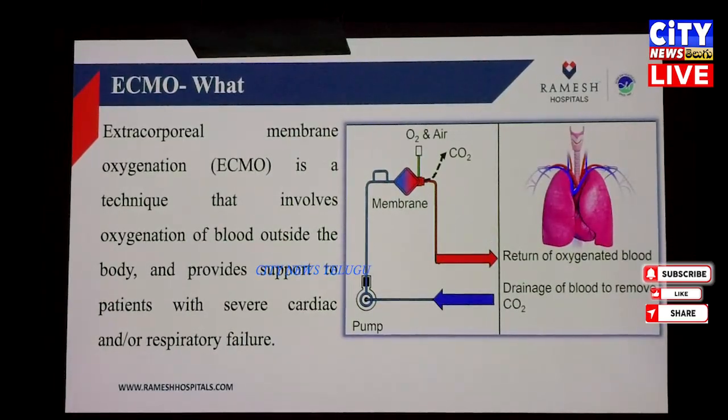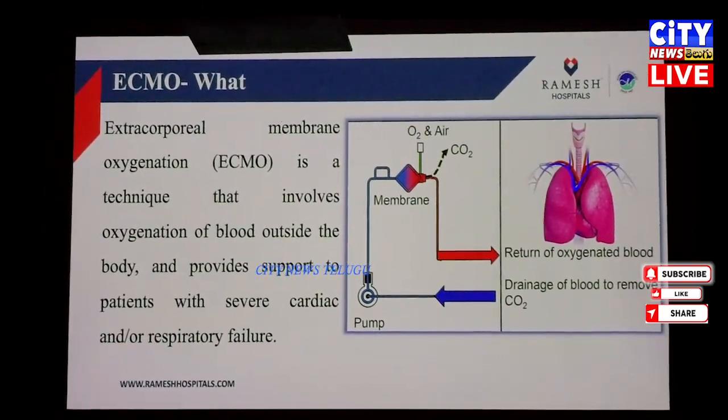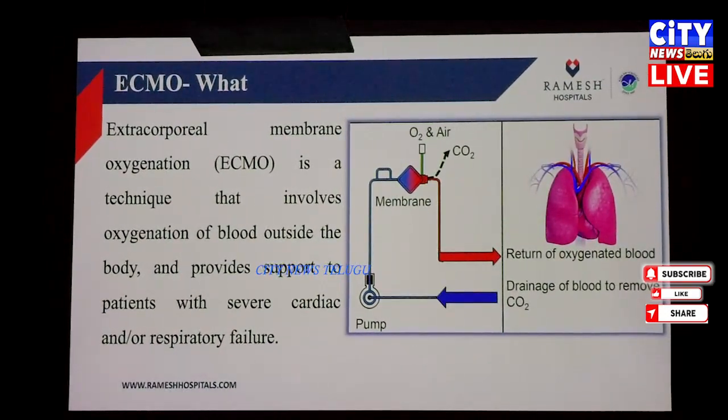It is a machine with two capabilities, both a pump that is functioning as a heart and a membrane oxygenator which functions as a lung. So blood is taken from the patient into this machine, oxygen is added, carbon dioxide is removed, and blood is pushed back into the patient.